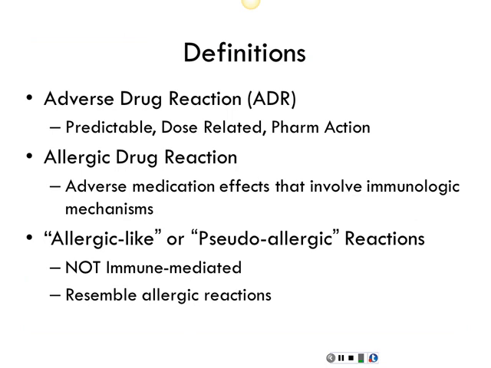So for instance, morphine. We know that when we give morphine, it causes some irritation of the vein. We know when we give vancomycin, it causes irritation of the vasculature. So those are predictable, dose-related, pharmacologic action-based adverse reactions.